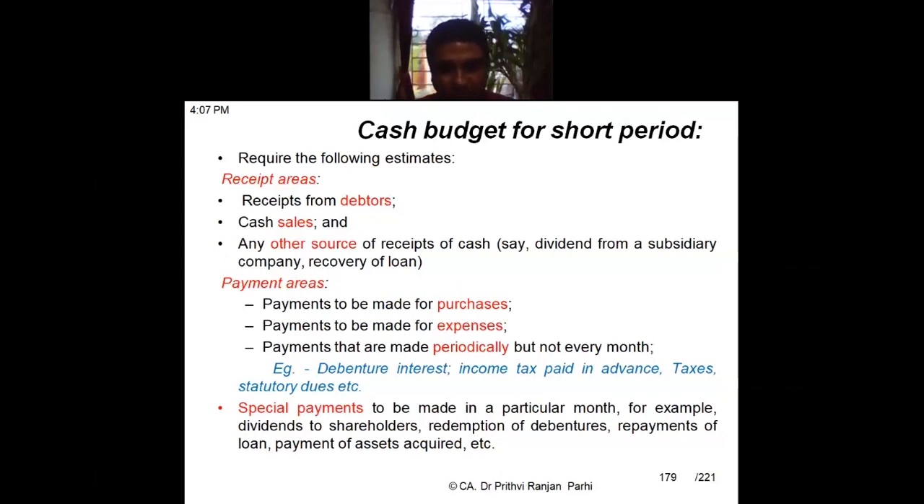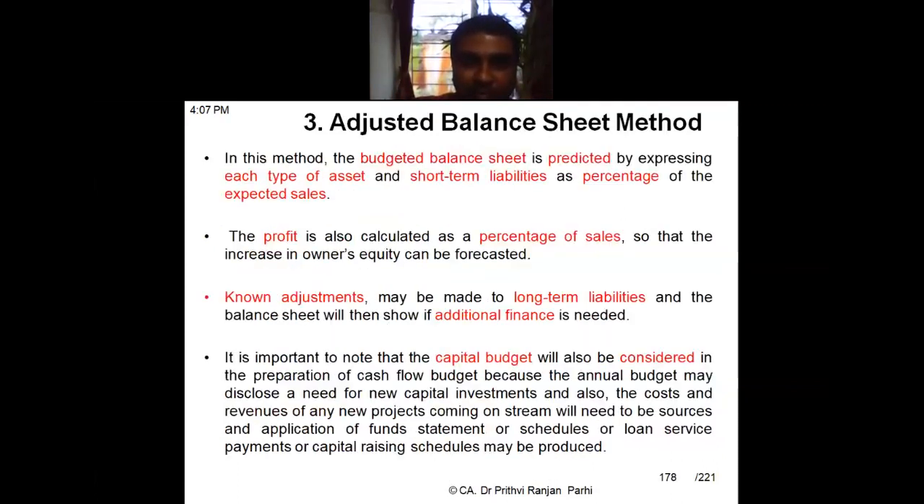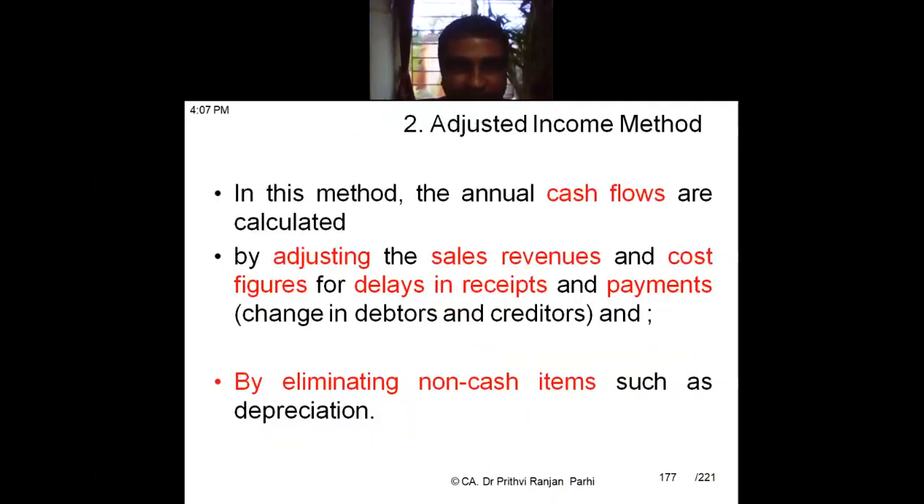No, I couldn't follow. What is your query? Here in this method, what happens? Repeat your query. Sir, in the second method, the adjusted income method, if 100% is sales, credit sales is 20% and the remaining 80% is cash sales, will we consider that 20% credit sale or not?